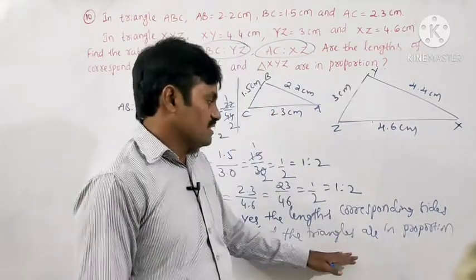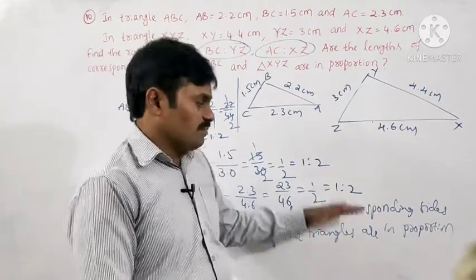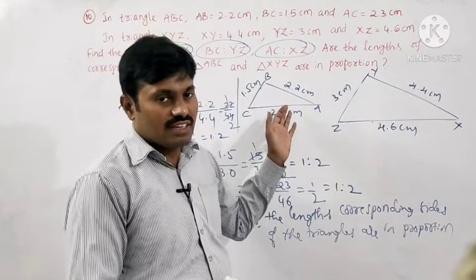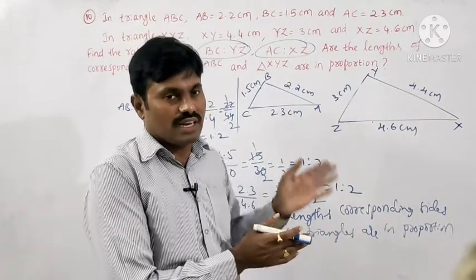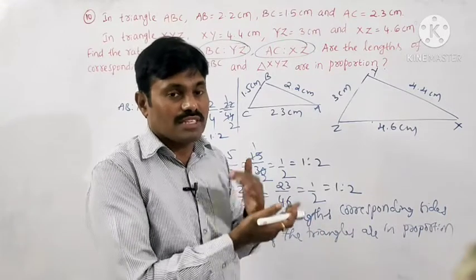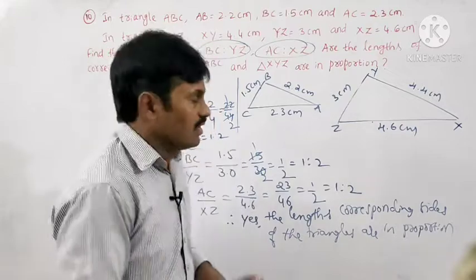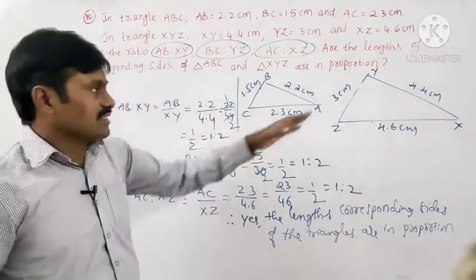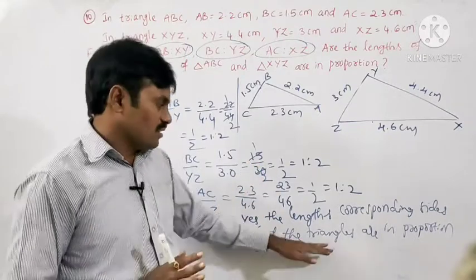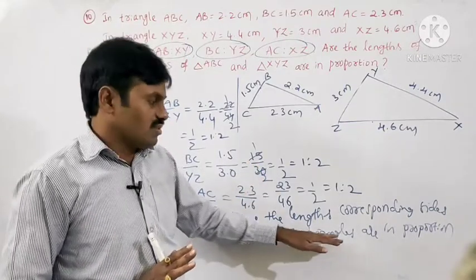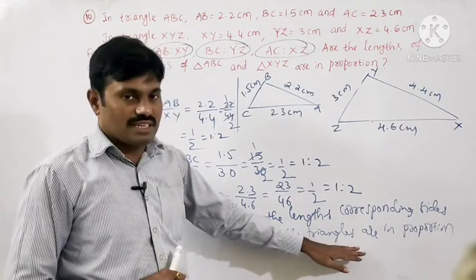Clear? So this is the solution of question number 10. You just have to find the ratio of the corresponding sides. If the ratio is the same, then we can say that those two triangles are in proportion, that means they are similar triangles. They asked us to find whether the lengths of those corresponding sides are proportional or not. We proved it: yes, the lengths of the corresponding sides are in proportion.